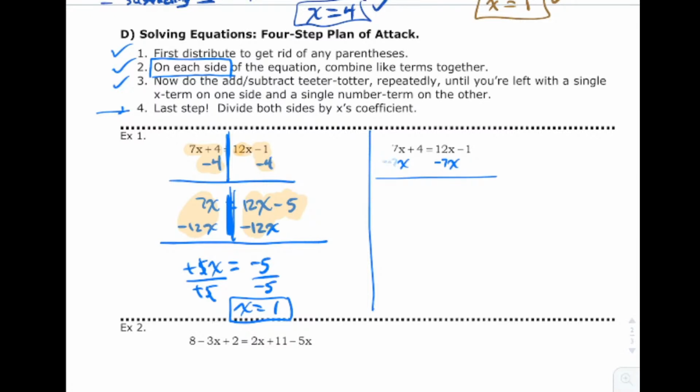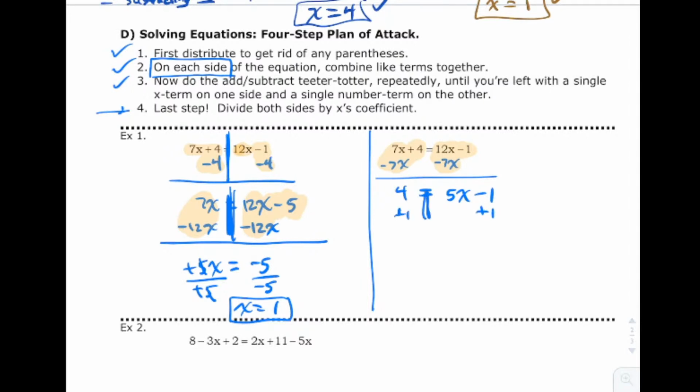So 7x, oops. So 7x minus 7x goes away, but plus 4. So the left side is now just a 4. And then on the right side, 12x take away 7x is 5x with a minus 1. And then you look at this equation and you say, okay, my x is over here. That's a good place for it. I like it there. So what I don't want is this minus 1 there. So I'm going to have to add 1.